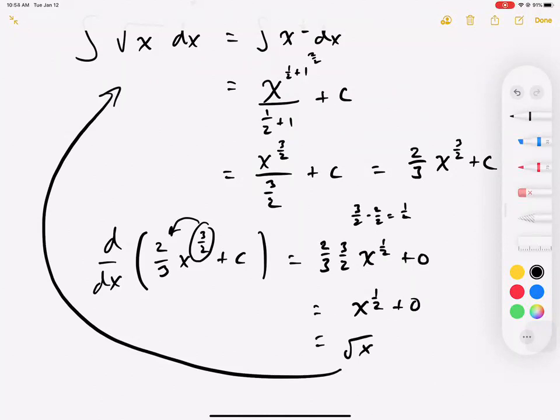Okay. All right. So that's our lesson for today. That's pretty much it when it comes to the power rule, okay?